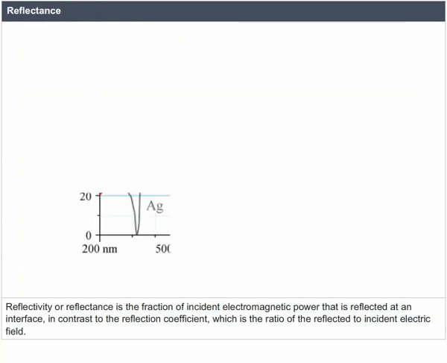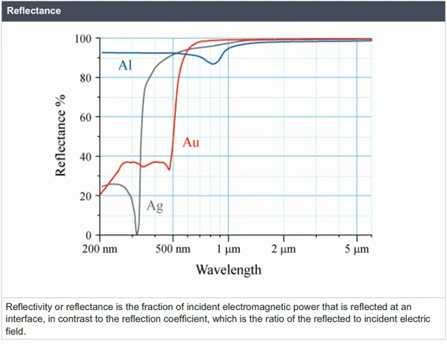Reflectance. Reflectivity or reflectance is a fraction of incident electromagnetic power that is reflected at an interface, in contrast to the reflection coefficient, which is the ratio of the reflected to incident electric field.